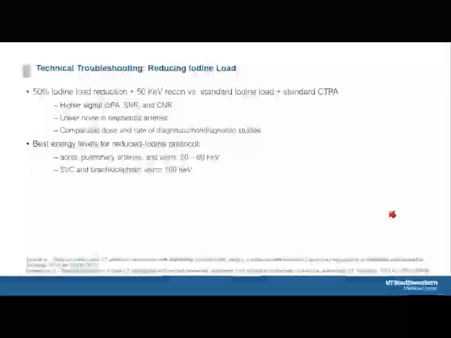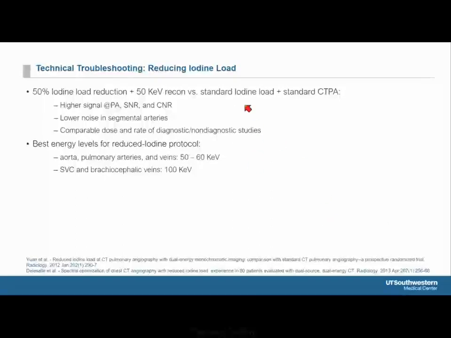There was a prospective randomized study looking at a protocol with 50% iodine reduction and the use of 50 keV reconstructions in comparison with standard iodine dose and standard CTPA acquisition. The authors found an increased signal intensity at the pulmonary arteries, increased signal-to-noise and contrast-to-noise ratios, and decreased subjective noise in the segmental arteries. And between the two arms, they found a comparable dose profile and also number of non-diagnostic studies.